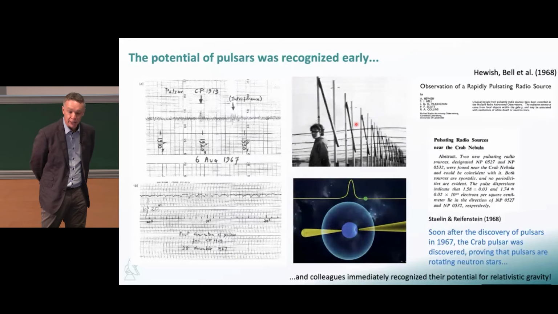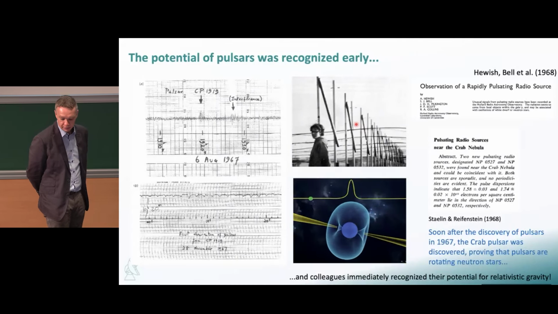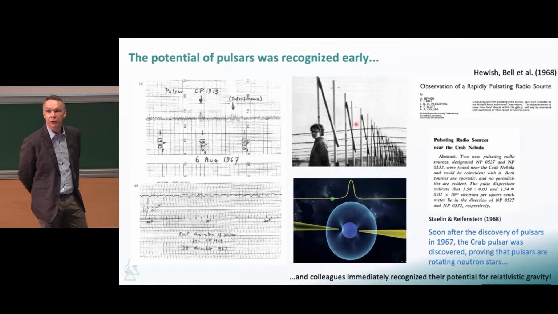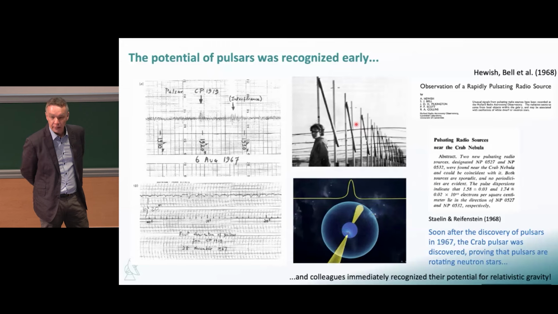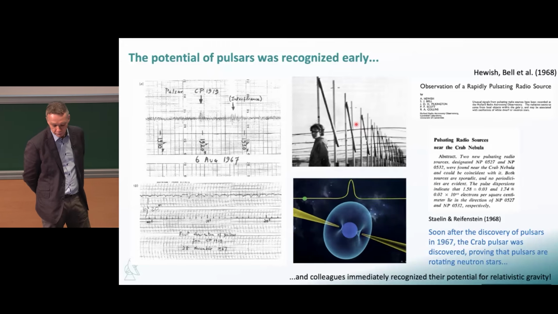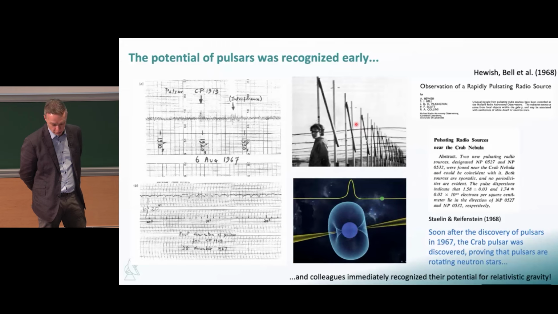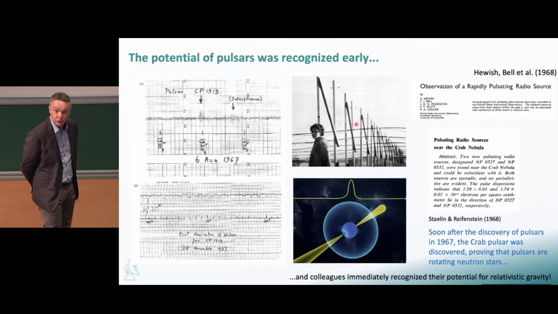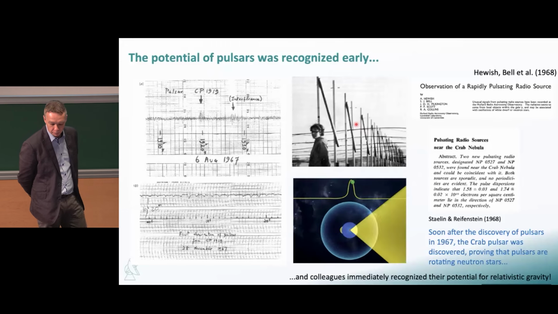It then took until later in the year, when Staelin and Reifenstein observed the Crab Nebula with the Arecibo telescope and were actually able to discover a pulsar right in the center of the Crab Nebula, identified with a mysterious point source that had always been speculated to be something special because of its spectrum. And it turned out it was a pulsar, one of the very few pulsars that is also visible in the optical, not only in the radio.